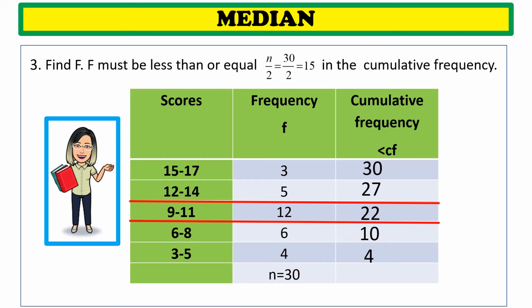We are in step 3. We need to find capital F. F must be less than or equal to N over 2. Since N is 30, 30 divided by 2 is 15. Look at the cumulative frequency. Look at the number which is less than or equal to 15. So what is our answer? Our answer is 10. So 10 is our capital F.